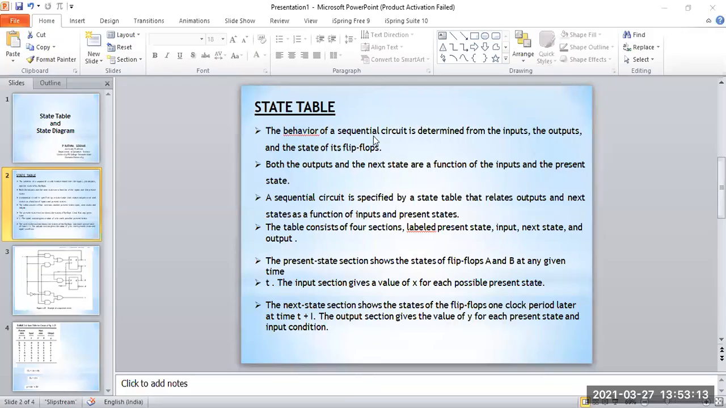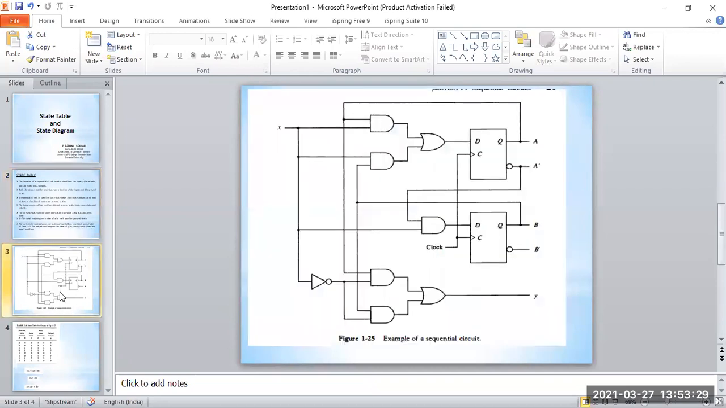Today's topic is state table. Now we all know that state table explains the behavior, or it is used to analyze a sequential circuit. Now let us take one example sequential circuit.